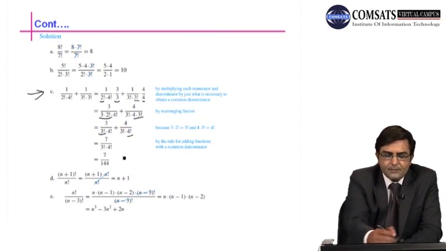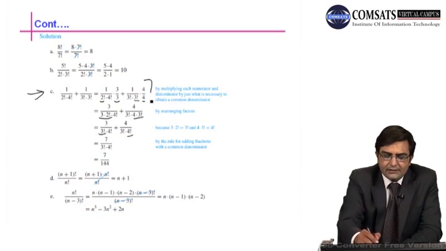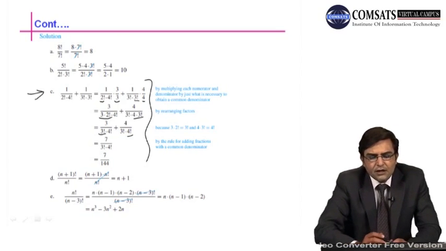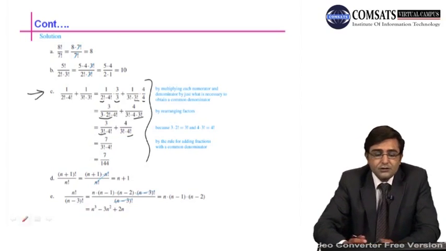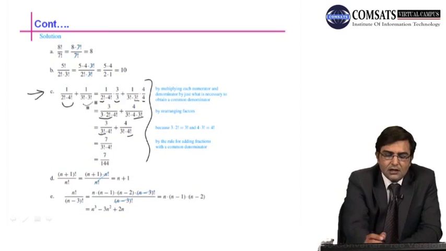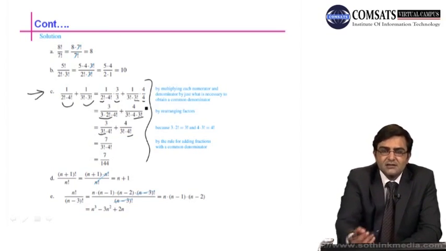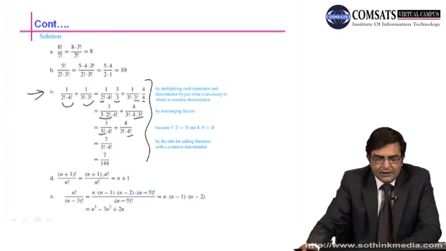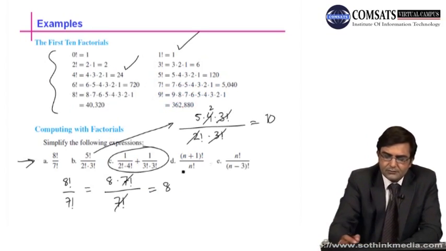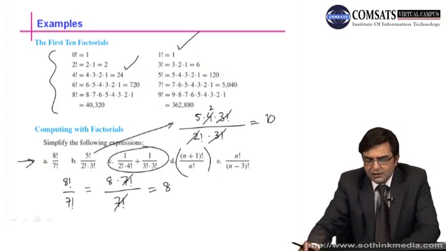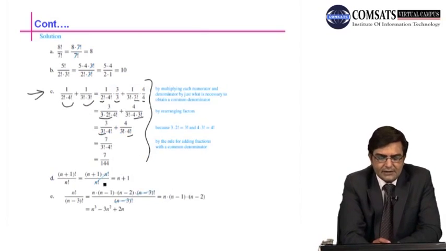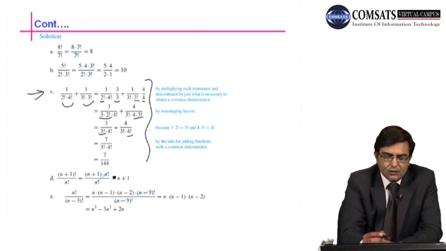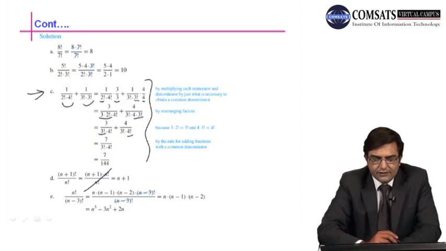So we can simplify the factorial notation like this also. It means we can adjust factorial notations accordingly by multiplying and dividing by the same numbers. Similarly, the D part was n plus 1 factorial over n factorial. We can immediately simplify it. N plus 1 factorial can be written as n plus 1 into n factorial. So n factorial is cancelled out with n factorial. We get n plus 1.